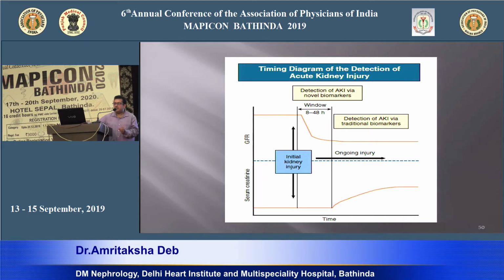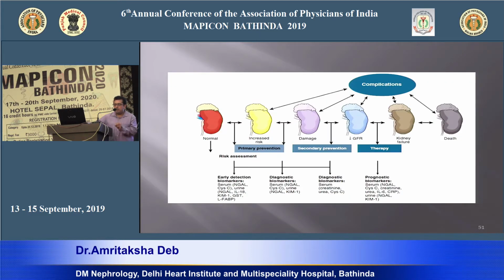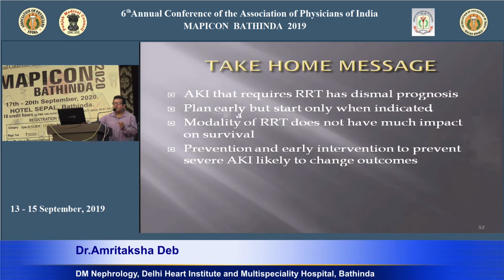And finally, we have to understand that this is not just a simple process, the process leading to complications. It is a two-way track. The complications lead to further insults, which lead to further complications. So it's a very bad case scenario. However, what we need to understand finally is acute kidney injury requiring renal replacement therapy has very bad prognosis. Mortality more than 50% in almost all the studies.